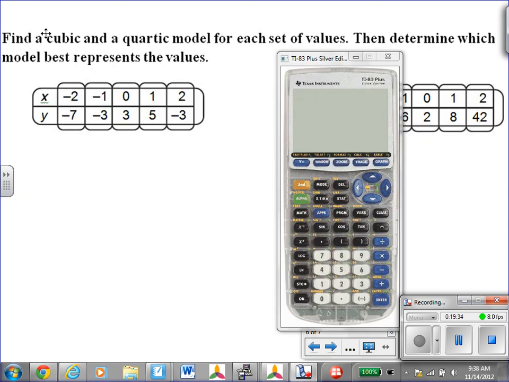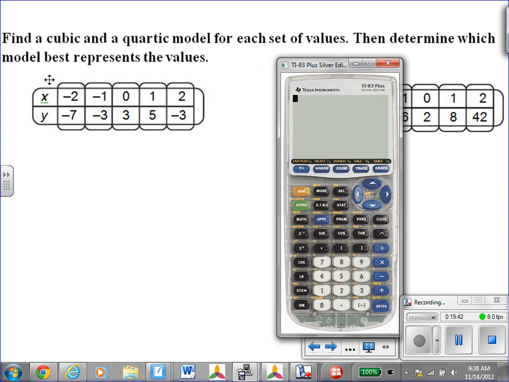All right. This says find a cubic and a quartic model for each set of values. So now they're telling you to do both. And then you have to determine which model best represents the values. So we're going to hit the stat button. We're going to edit. We're going to type in all these values here: -2, -1, 0, 1, and 2. And then over here, we're going to have -7, -3, 3, 5, and -3. Okay, those are y values. We type them all in.